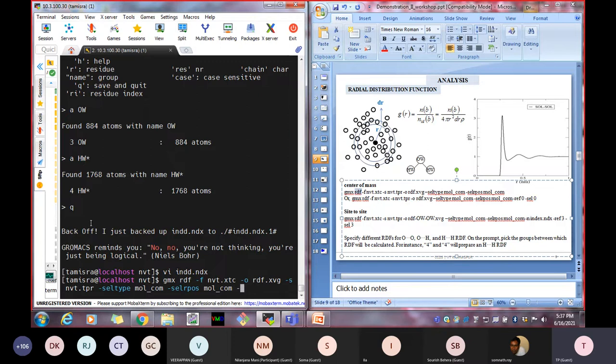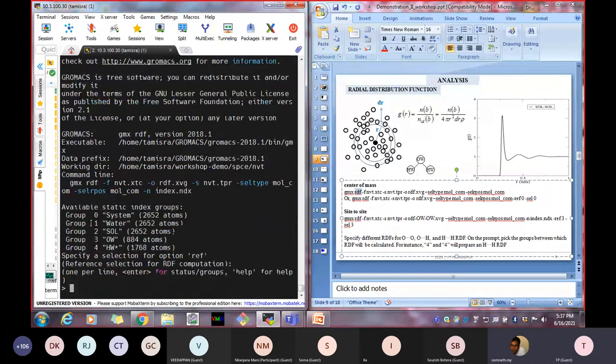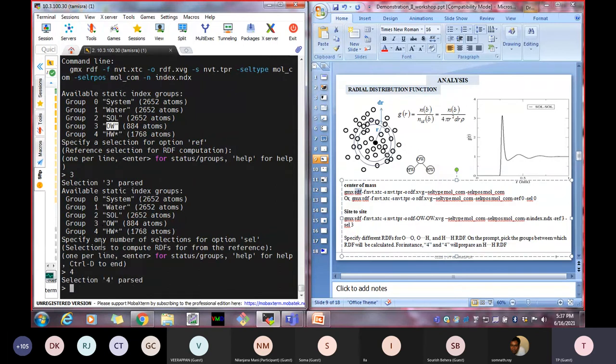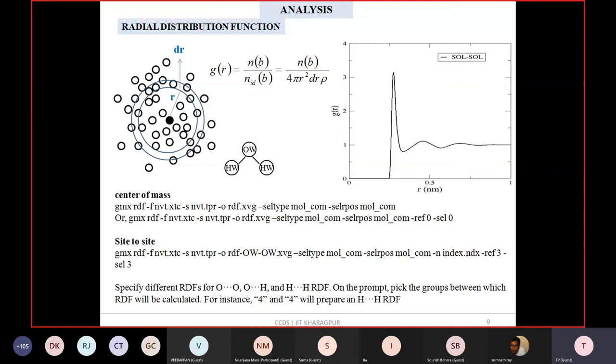So basically here, when you do any of these calculations in this index, if you use this index file as minus n index, just with the same thing, then what you get here is the selection type of the oxygens. For example, if you want to take between oxygen and hydrogen, you can give the selection like 3 and pro, and you can get an RDF for those specific pairs. So this is mainly the first part. So this is quite a lengthy thing.